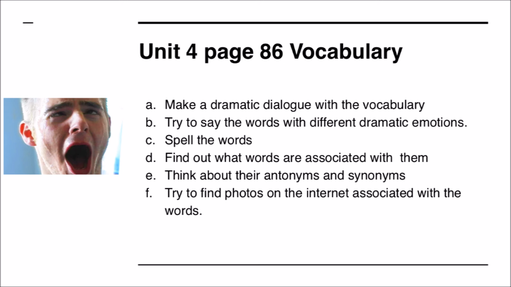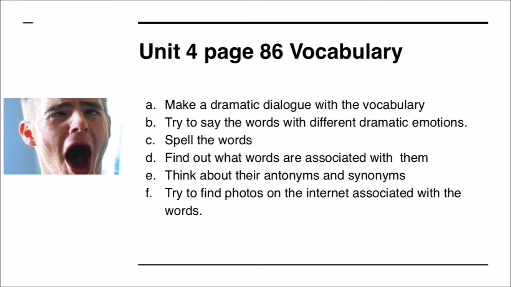For example, the word apprentice, I'm going to try to spell it without looking at the word. A-P-P-R-E-N-T-I-C-E. And I'm correct. Okay. Spell the words. Find out what words are associated with them. So, for example, the word gallery. What is a gallery? Well, it's associated with paintings and art and drawings and artists and paint and pencils and photography, and you could think of many words that are associated with one of them. Think of many words associated with them.